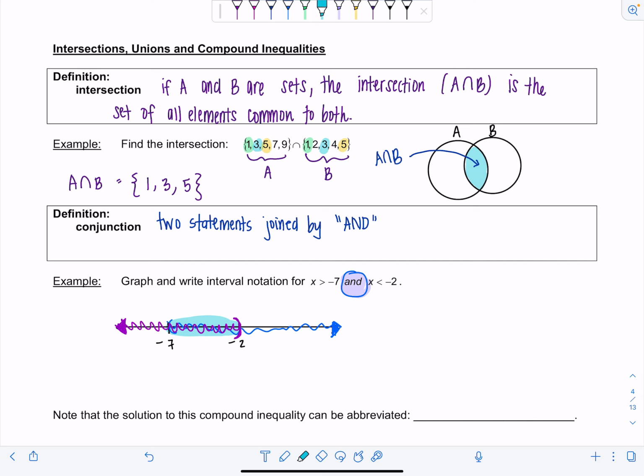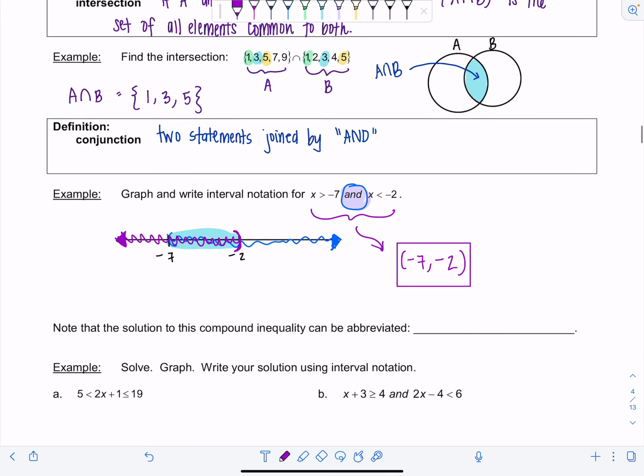Okay, so to summarize now, the final solution for this conjunction is the interval starting at -7. Notice I'm putting parentheses because we're not including that endpoint, going up until -2. Parentheses again. Beautiful. All right, if you need a review on when to use parentheses, when to use brackets, interval notation, then go ahead, watch the previous video, which was an introduction to all of that.